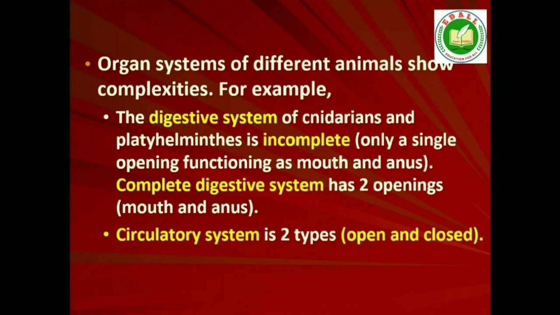For example, the digestive system in platyhelminths has only a single opening to the outside of the body that serves as both mouth and anus, and is hence called incomplete. A complete digestive system has two openings, mouth and anus. Similarly, the circulatory system may be of two types. 1. Open type, in which the blood is pumped out of the heart and the cells and tissues are directly bathed in it, and 2. Closed type, in which the blood is circulated through a series of vessels of varying diameters: arteries, veins and capillaries.